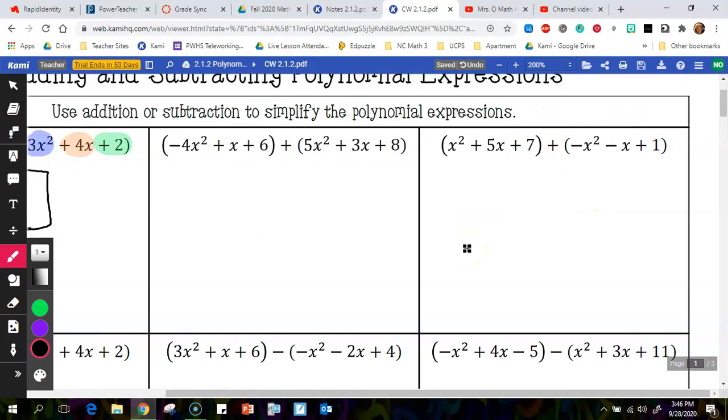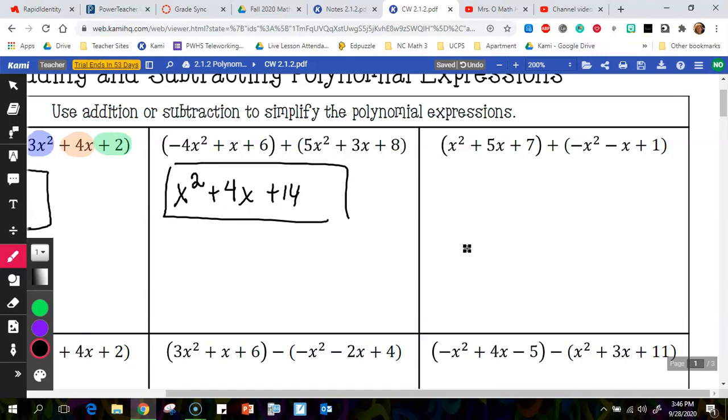I'm not going to highlight the like terms. I'm just going to go ahead and add these. -4 and +5 is just 1, so that's going to be an x squared. 1x and 3x plus 4x, and then 6 plus 8 is plus 14. And I'm going to leave that last one. You are required to do that one by yourself.